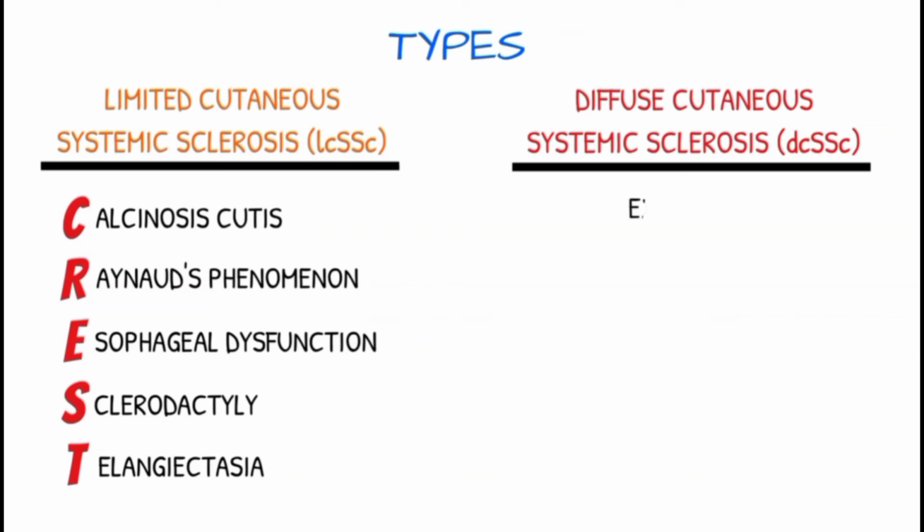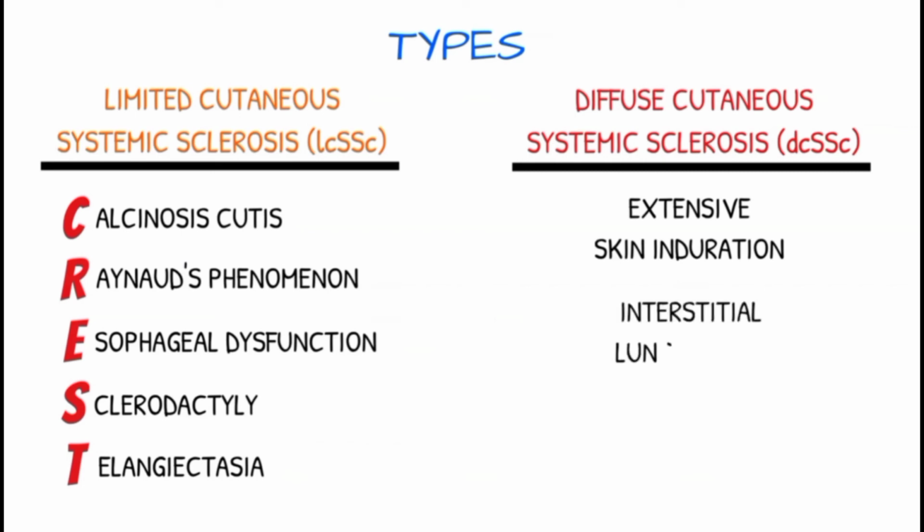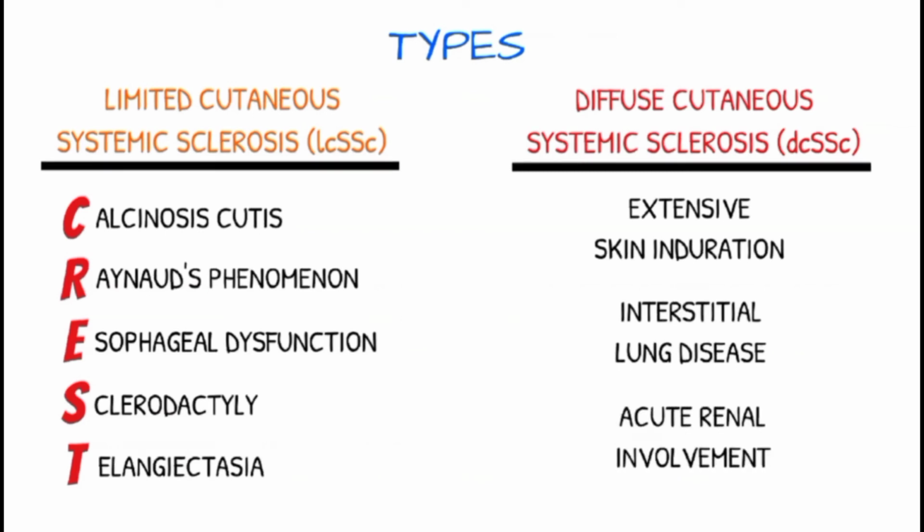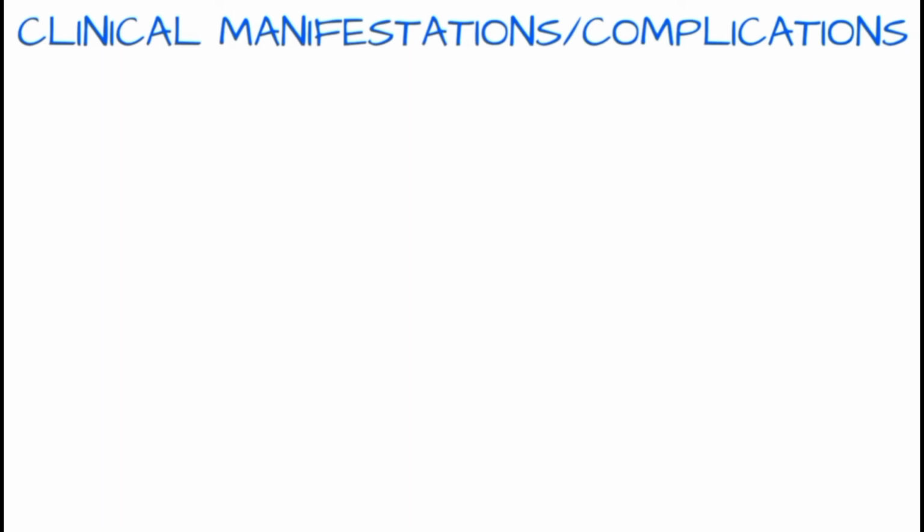Diffuse cutaneous systemic scleroderma is linked with extensive skin induration that typically begins in the fingers, then spreads to the limbs and trunk. Individuals in this group usually have early interstitial lung disease and acute renal involvement. Scleroderma signs and symptoms as well as complications vary depending on the body system affected.